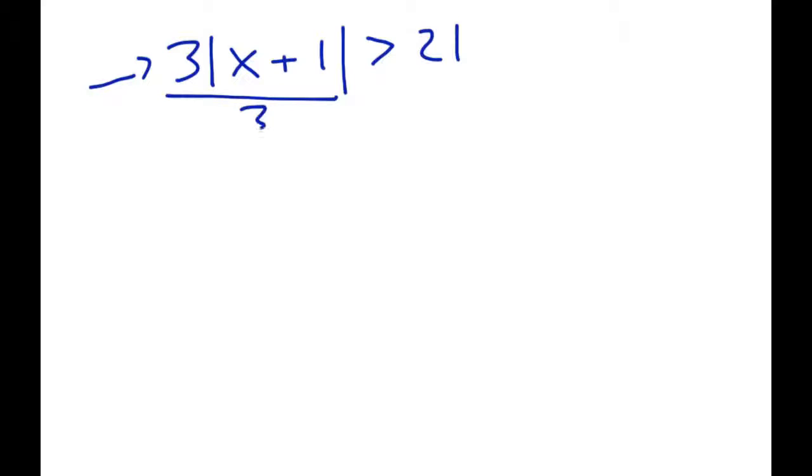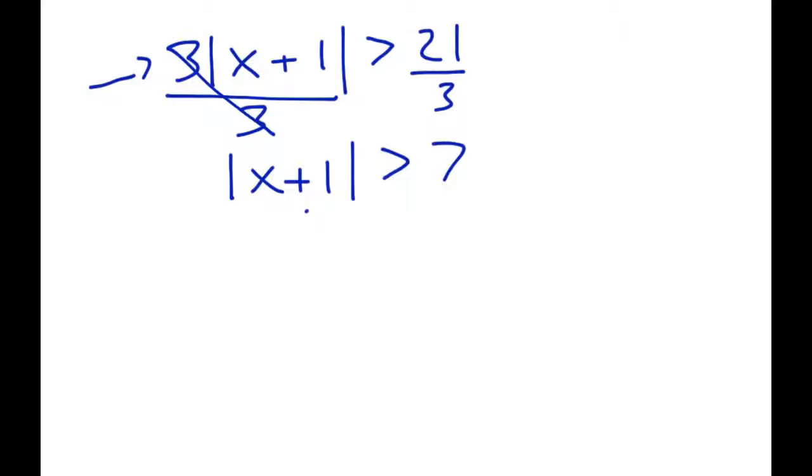Alright, let's try another one. Let's do 3 times the absolute value of x plus 1 is greater than 21. Alright, so once again, pause the video here if you want and work it on your own, then come on back and watch how I do. Alright, when we have a number outside the absolute value symbol, like we do, we have a 3 there, we have to get rid of it. So it's 3 times the absolute value of x plus 1. I'll divide by 3, that's inverse operations. 3's cancel. Absolute value of x plus 1 is greater than 7.